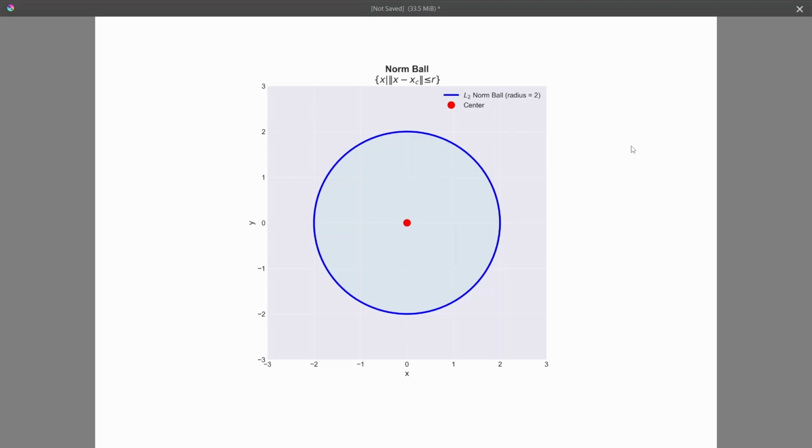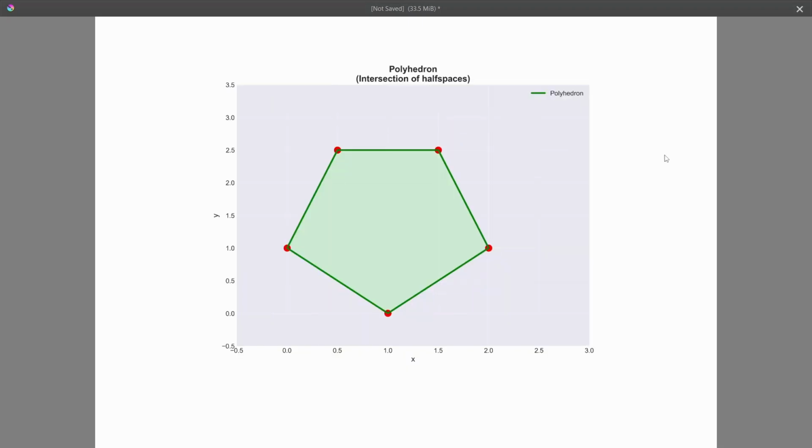I also learned about norm balls and normal cones. On the screen here, you can see an L2 norm ball. Polyhedrons were also included, which I studied extensively in my linear programming class because linear programming is all about studying these shapes, polyhedrons. We talked about this before, but you're given a cost vector pointing in some direction. You want to find the vertex on the polyhedron which maximizes the objective.